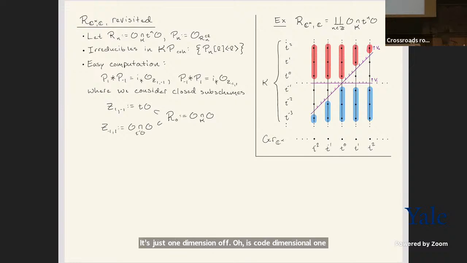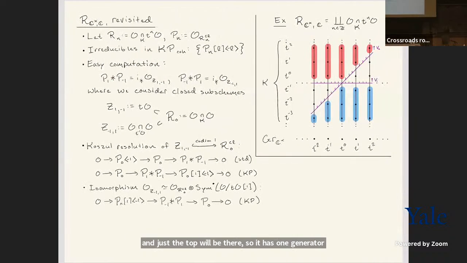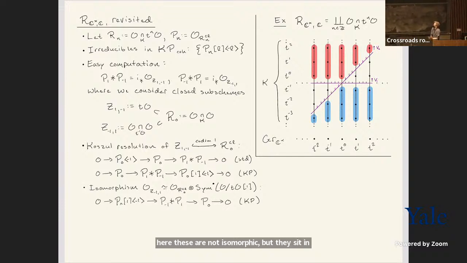So if you like, that's a derived subscheme whose coordinate ring is generated by all of the red beads and just the top blue bead there. So it has one generator in degree minus 1. Okay, so these are the two convolution products. As I said, this is an example we saw earlier. Here, these are not isomorphic, but they sit in some closely related exact sequences.